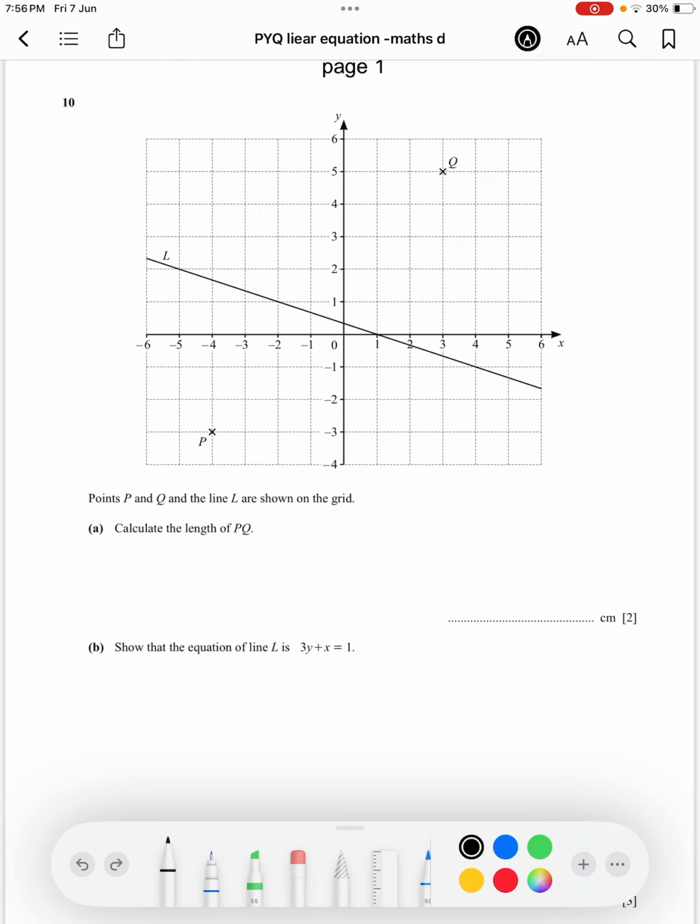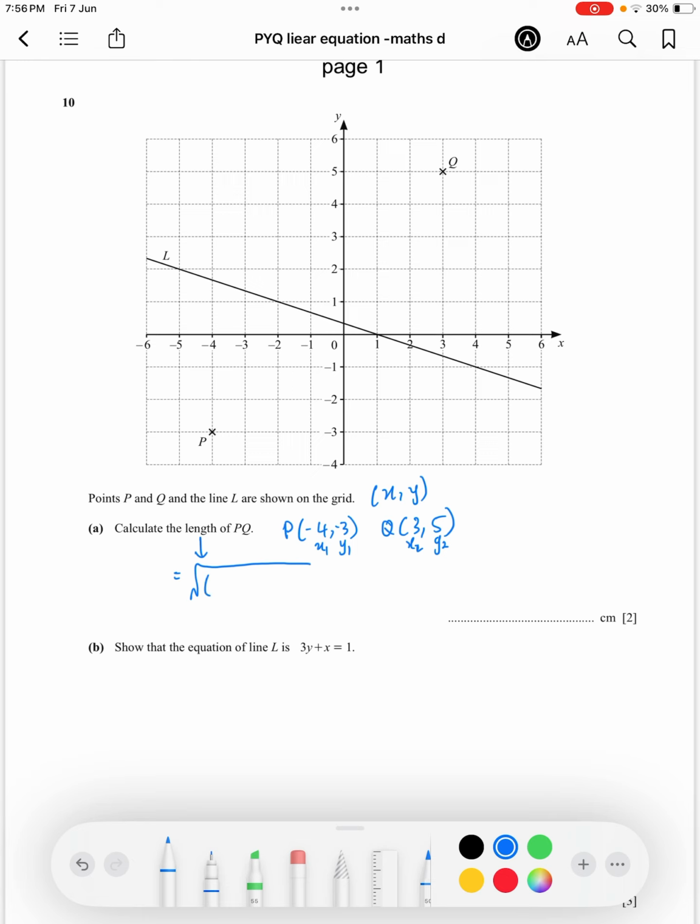So if we identify PQ, P is the coordinate. Remember coordinate x first and then y. For P, the x value is -4 and y is -3, and then Q would be 3, 5. So that's your x1, y1. Remember to always label.